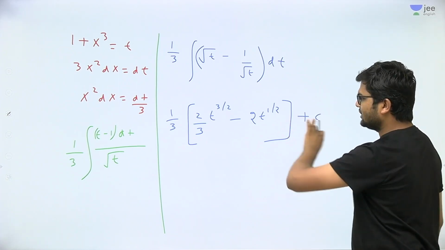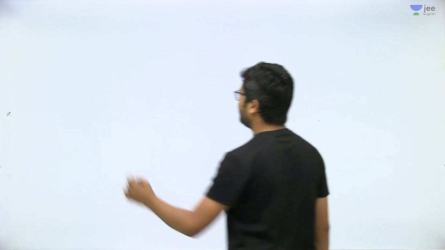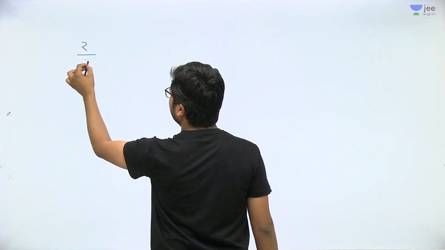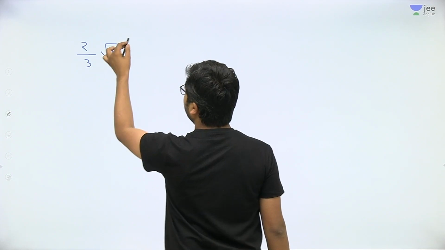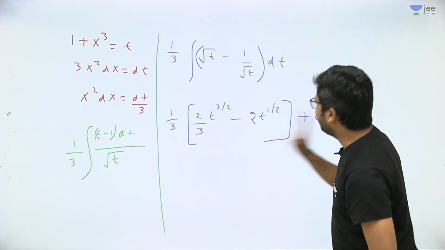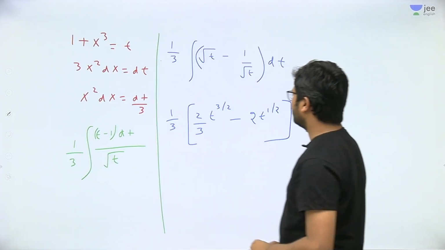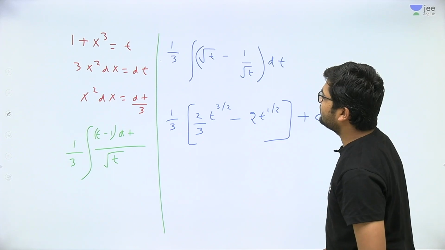Plus c. So just take out the 2 common, and root t will be common. So it will be 2 by 3 root of t. What will remain inside? It will remain t minus 1. That is okay. I hope everything is clear with everyone. T minus 1 will remain.